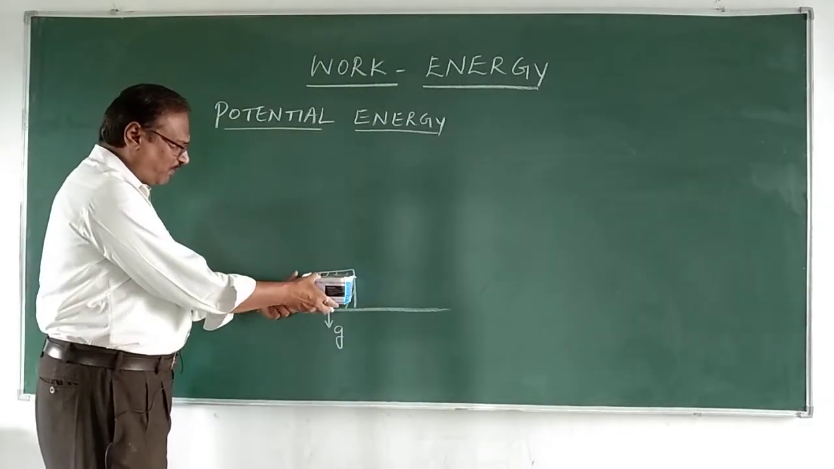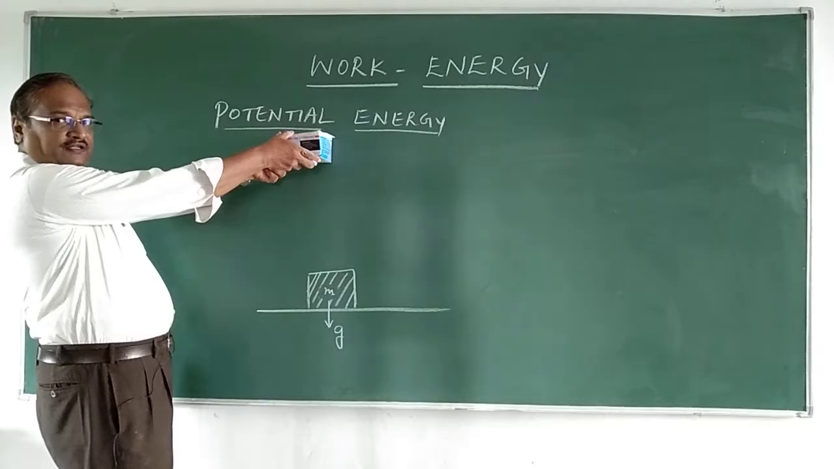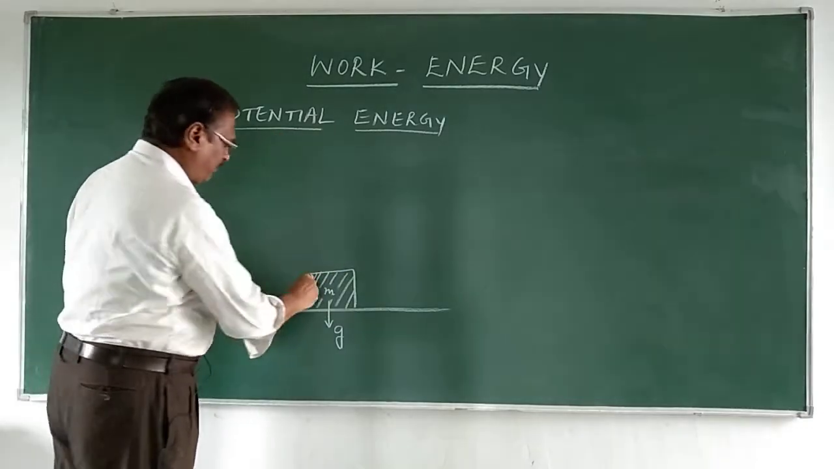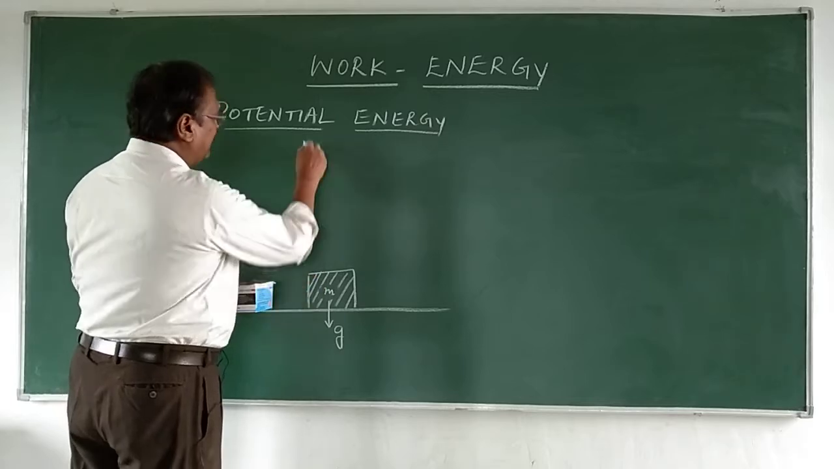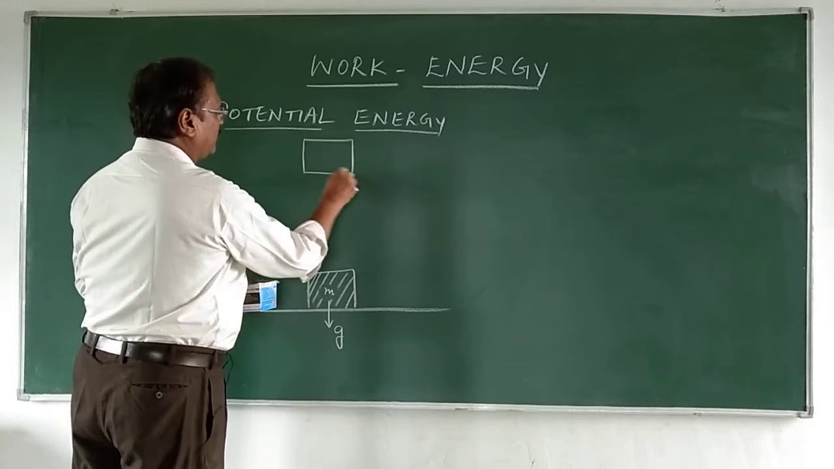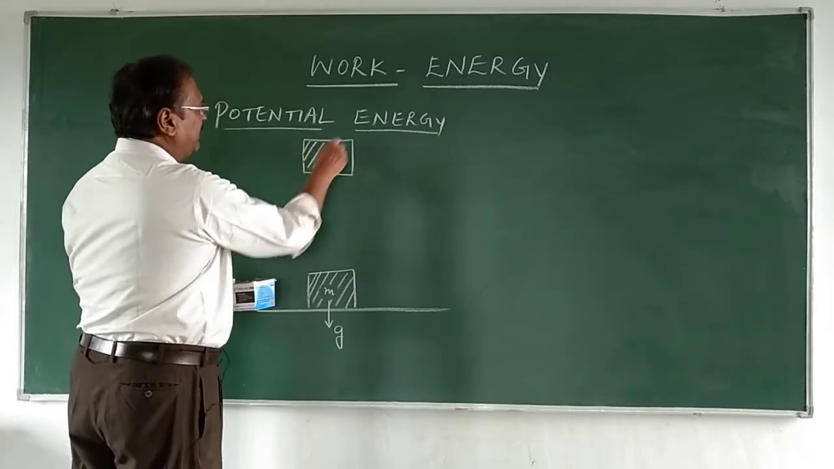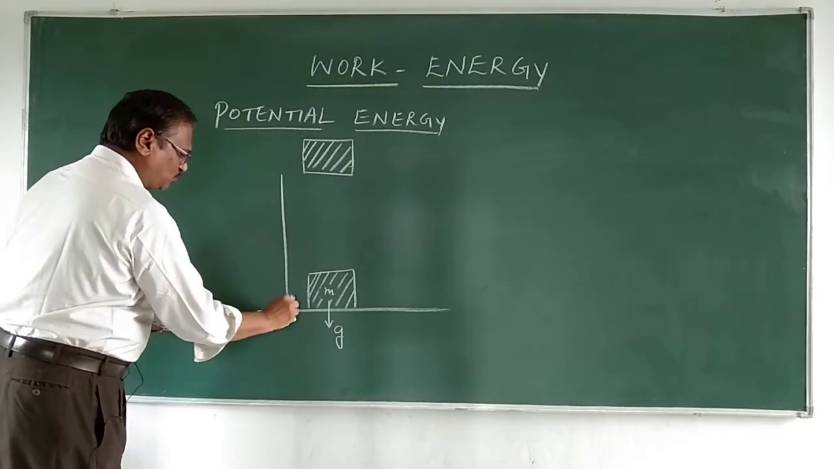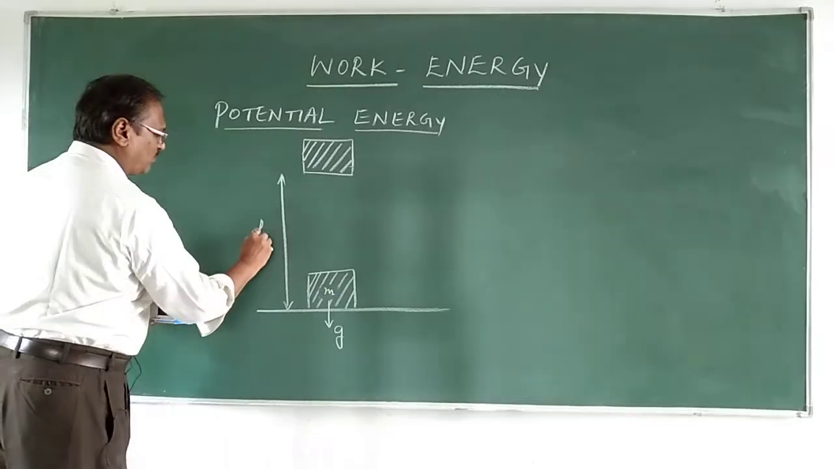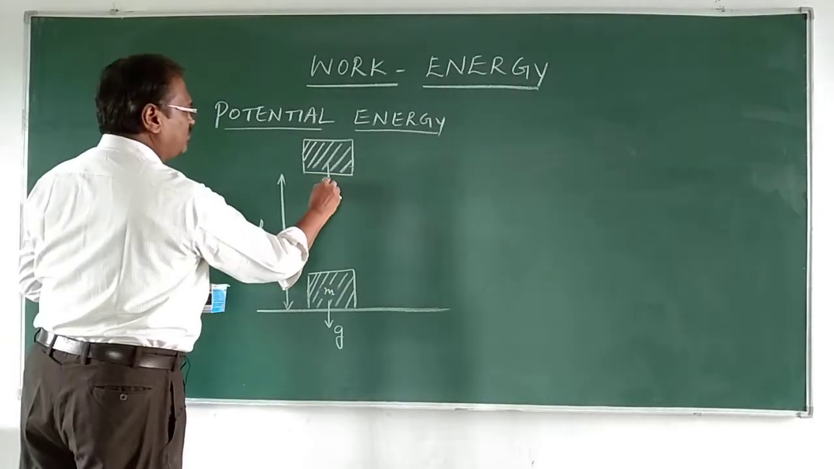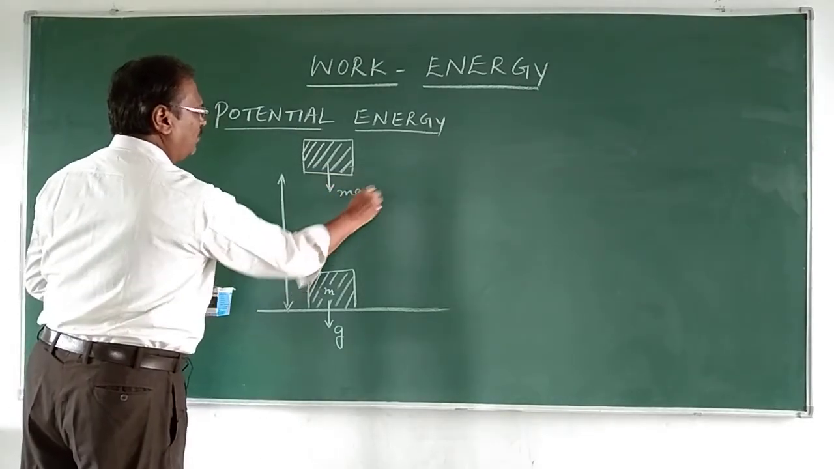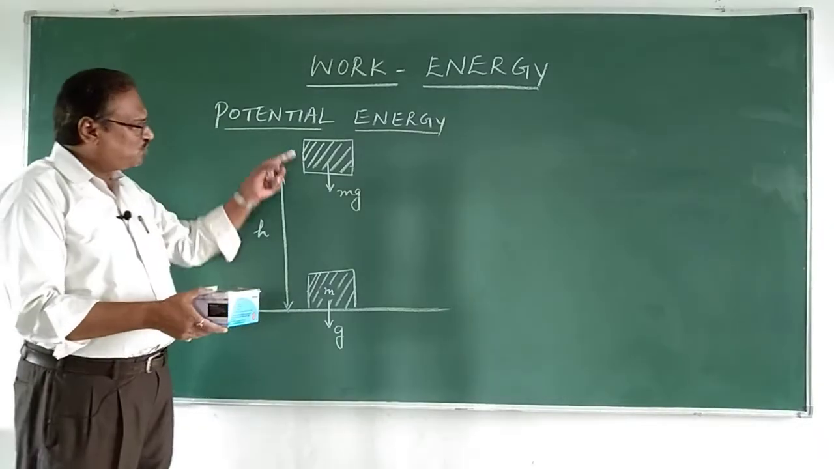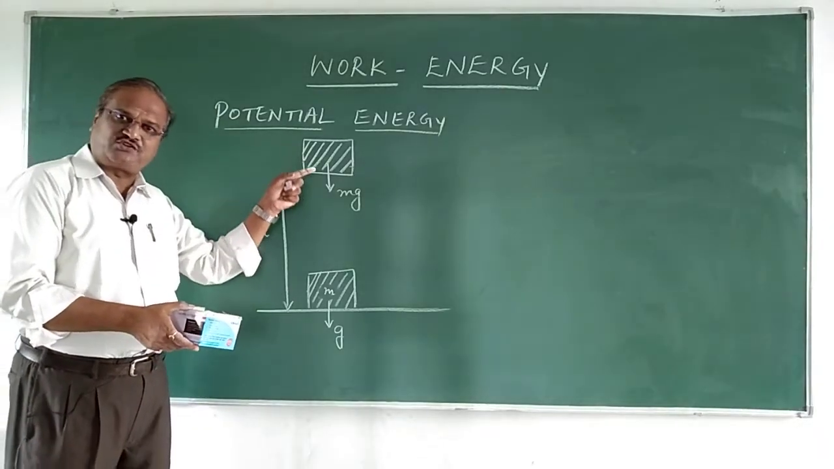Now I take this box and I lift it up. While lifting up, I do work, right? And the body has come from here and it has reached this point here. Now it has traveled a height h. The distance traveled or displacement of the body is h, and mg is acting downwards. Now what is the energy possessed? Due to its position, it is possessing energy.